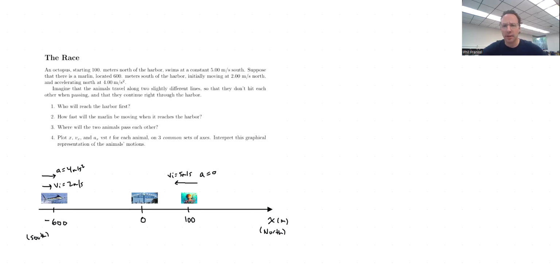I'm going to remind you now of the two kinematics equations. The first is this one, that the final x coordinate of an object is equal to the object's initial x coordinate plus its initial velocity times time plus 1/2 its acceleration times time squared. This is kinematics equation 1. And also that the final velocity of an object is equal to its initial velocity plus acceleration times time. This is equation 2.